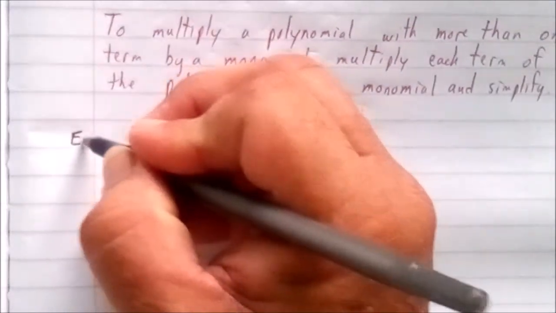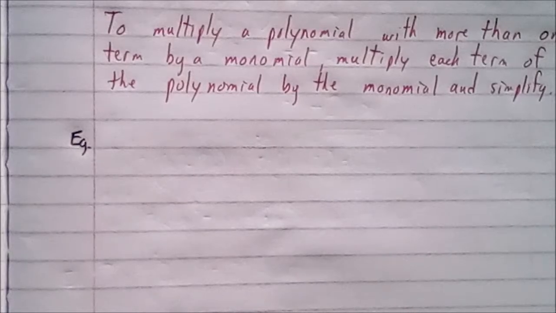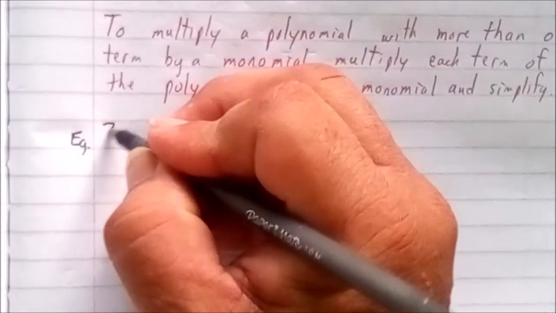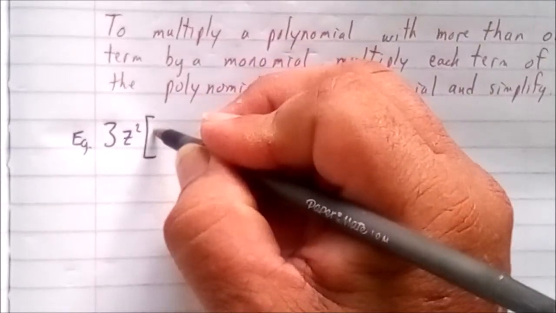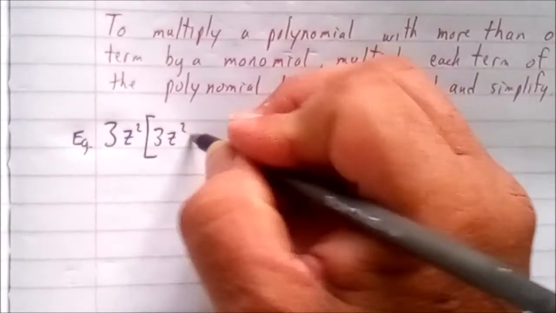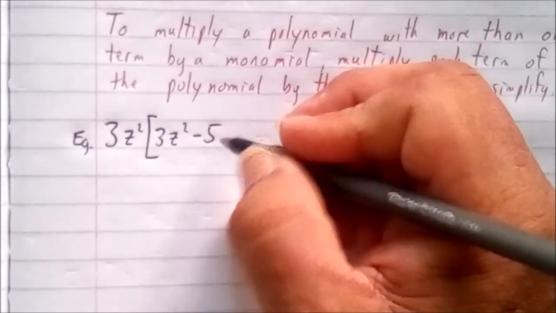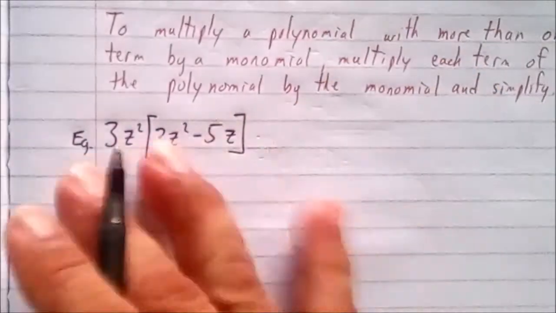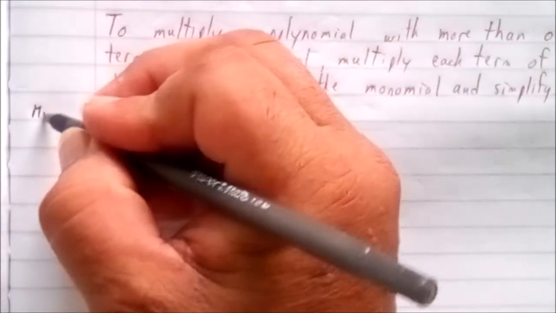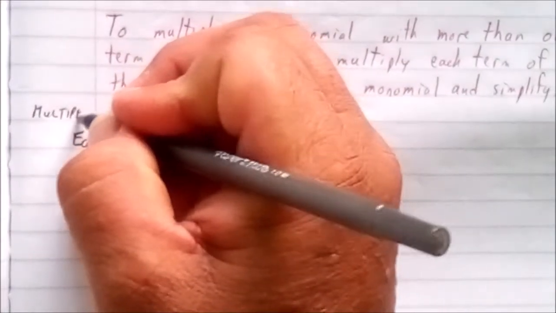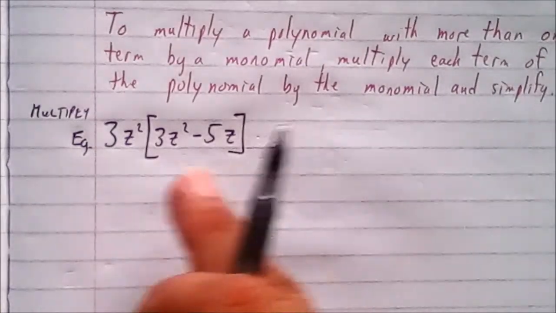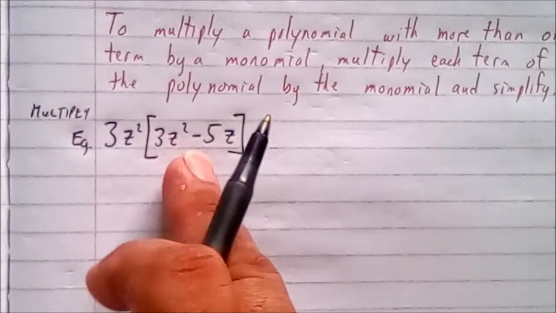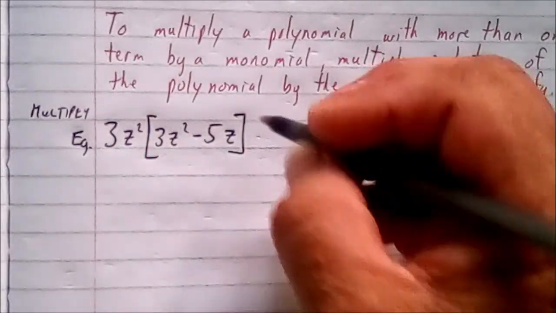Okay, so let's proceed. Examples now. A few more examples that we are going to be doing. So we have 3z squared open bracket 3z squared minus 5z. If I were to tell you multiply, this is what you are going to do. So multiply each term which is inside of the polynomial by the monomial. All right, so we go and do that.